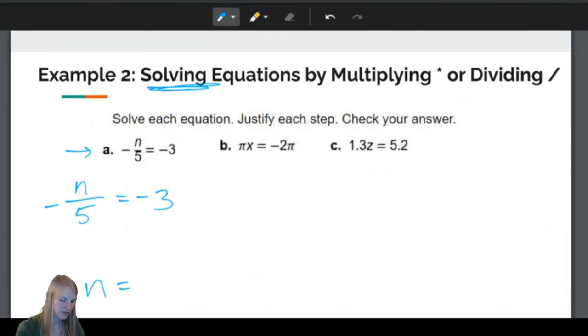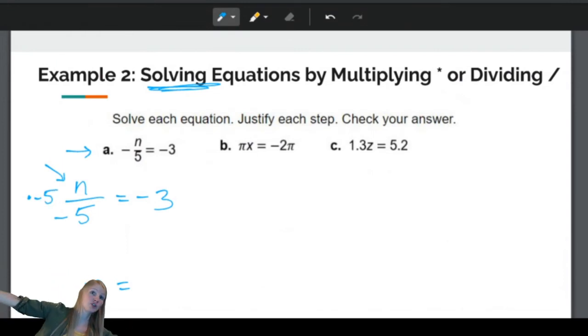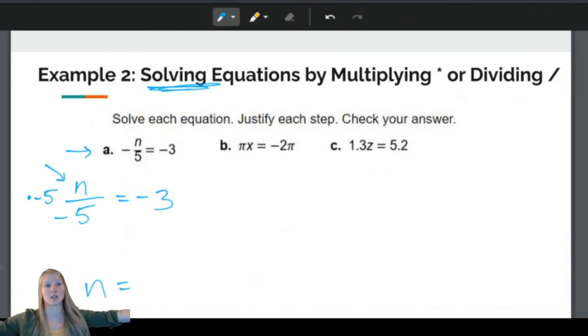Well, here, if I look right here, I have n divided by 5, and negative 5. We can put this negative down there, and it's the same thing. So I have n divided by negative 5. What's the opposite of dividing? Multiplying. So let's multiply by negative 5 on both sides, because remember, if I do it to one side, gotta do it to the other. So I'm going to multiply by negative 5 on this side too.